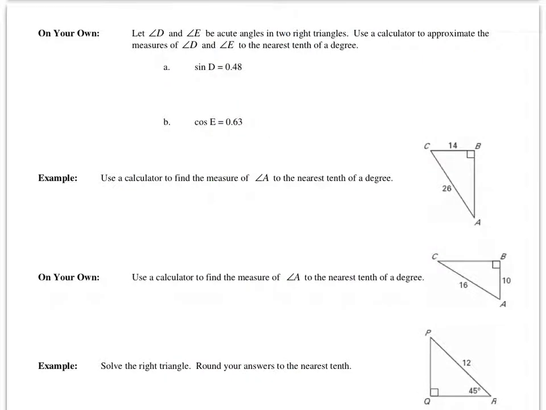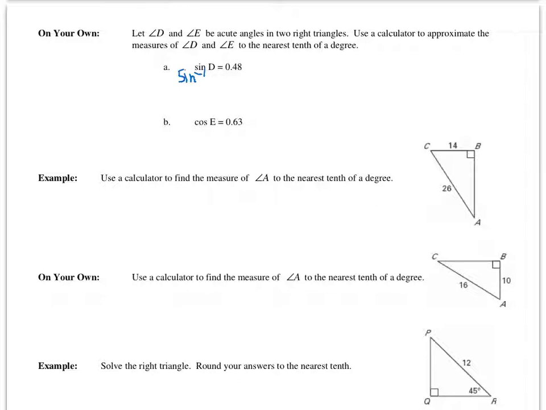Okay, so here's an on your own problem. It's just like the previous one we did. It says let angle D and angle E be acute angles in two right triangles. Use a calculator to approximate the measure of angle D and angle E to the nearest tenth of a degree. So again, for this problem, I want to undo sine so that I can get my angle D alone. To undo sine, I'm going to use the inverse sine.